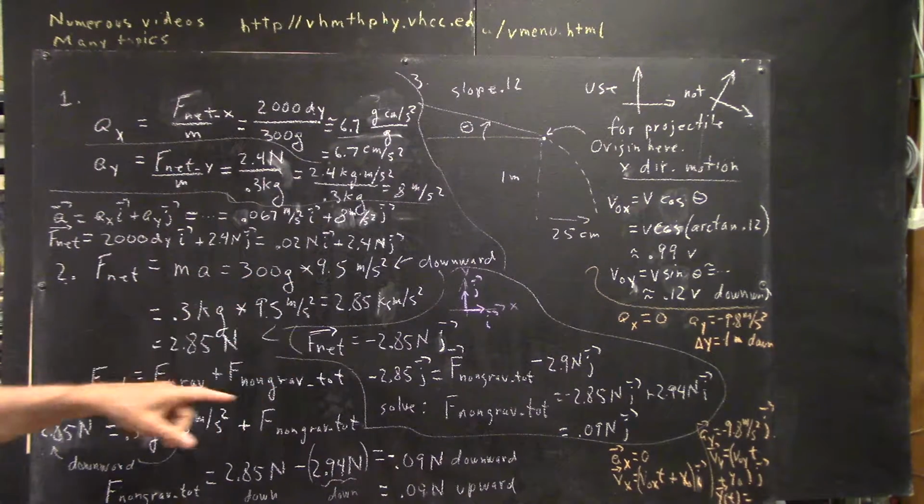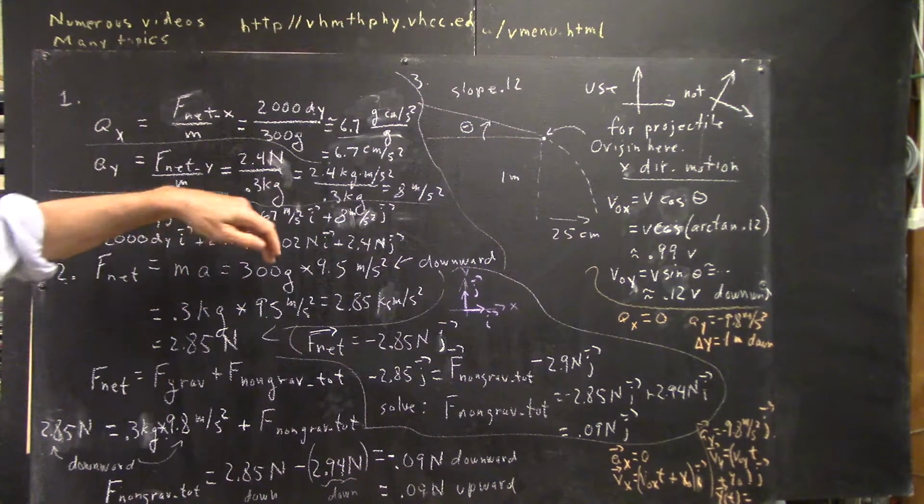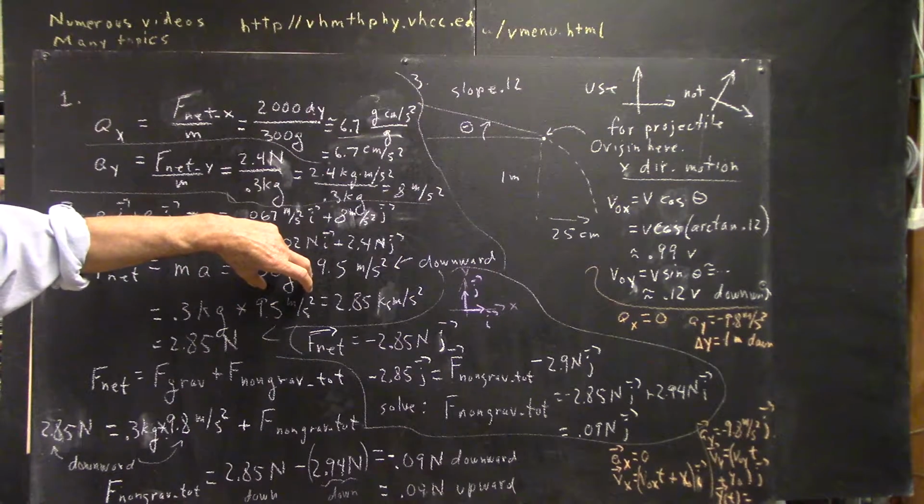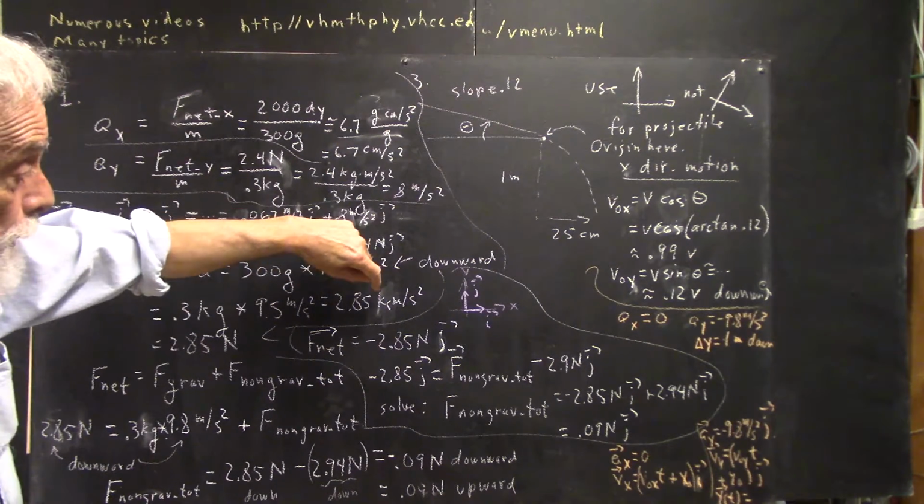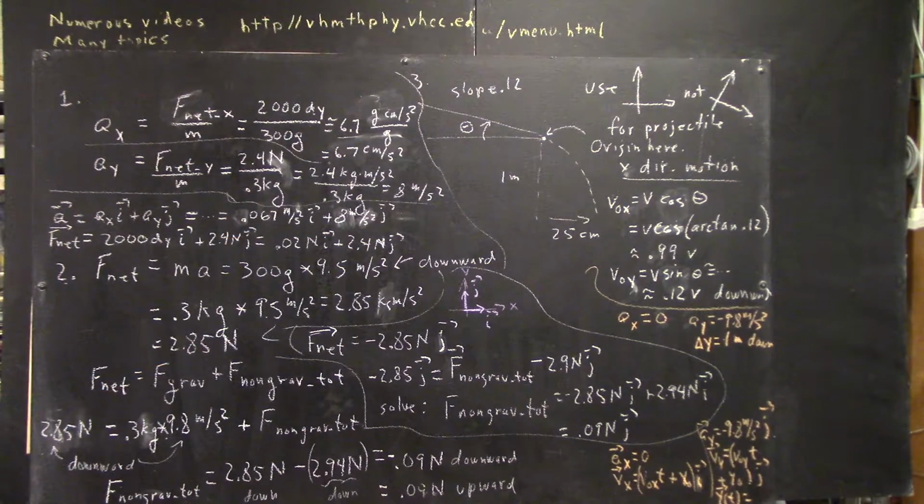So we easily calculate that the net force is 2.85 newtons. Of course, we are careful to express our mass in kilograms so that when we multiply by the acceleration, we get kilogram meters per second squared, so we can call it newtons.